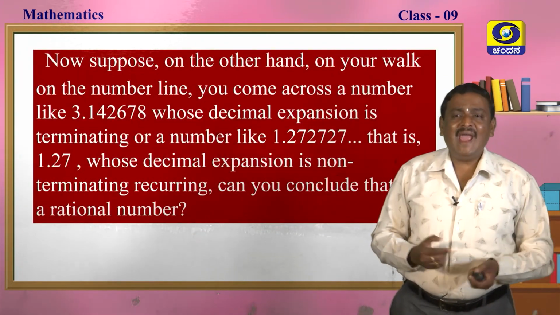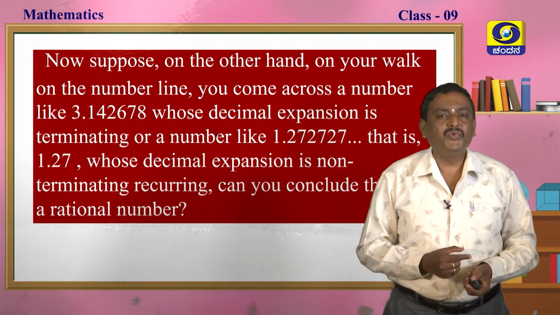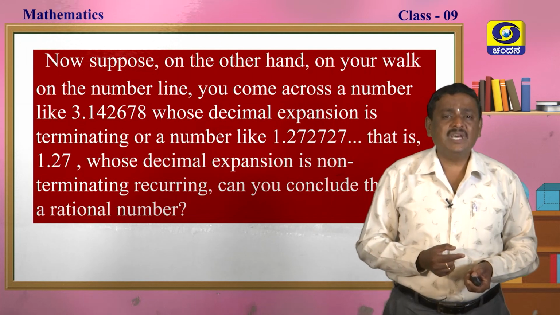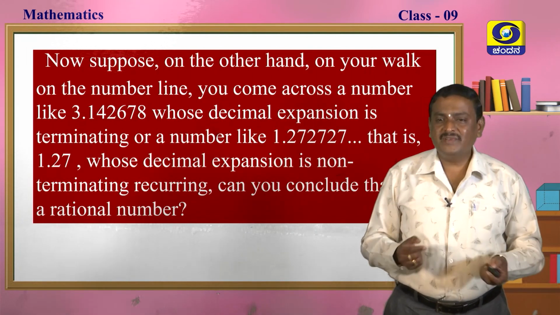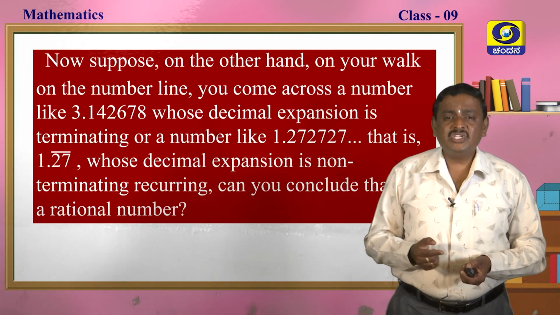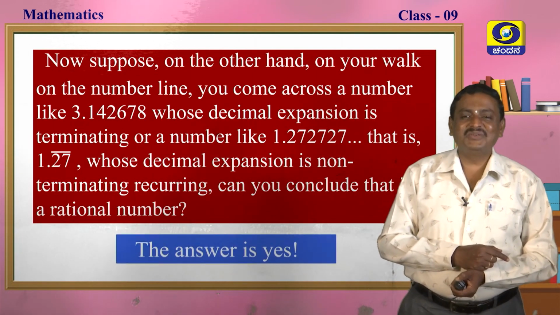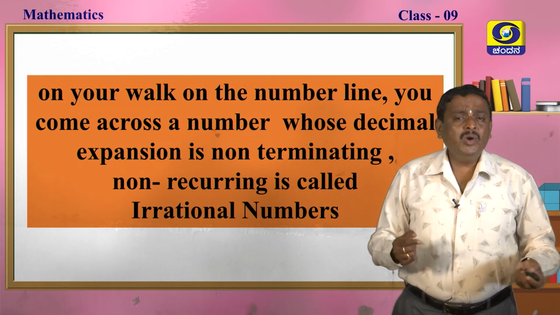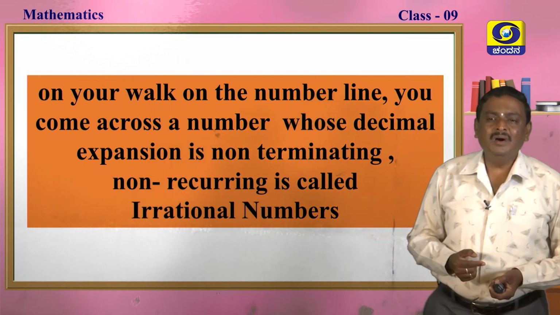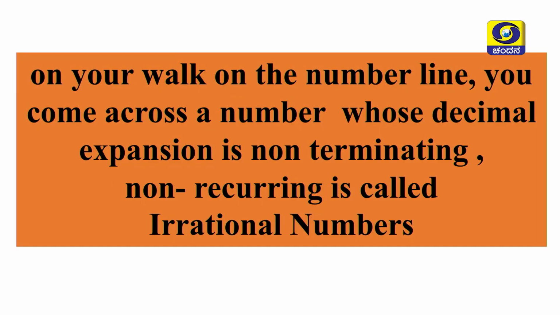Now, suppose on the other hand, on your walk on the number line, you come across a number like 3.142678 whose decimal expansion is terminating, or a number like 1.272727, that is 1.27 bar, whose decimal expansion is non-terminating recurring. Can you conclude that it is a rational number? Yes, my dear students, the answer is yes, it is a rational number. On your walk on the number line, a number whose decimal expansion is non-terminating and non-recurring is called an irrational number, my dear students.